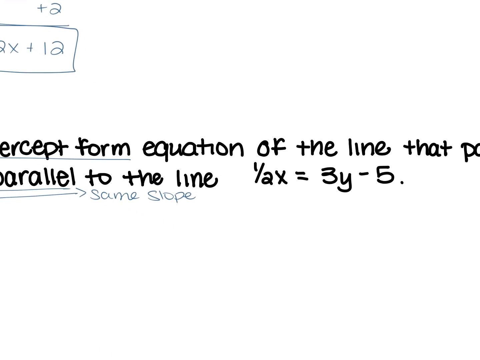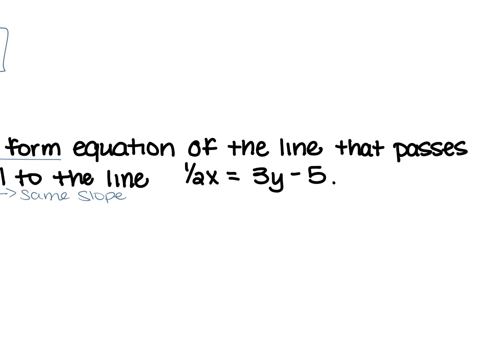With 1/2 x is equal to 3y minus 5, find the slope from this line first. I would move my 5 over by adding it to both sides first. That would give me 3y is equal to 1/2 x plus 5.